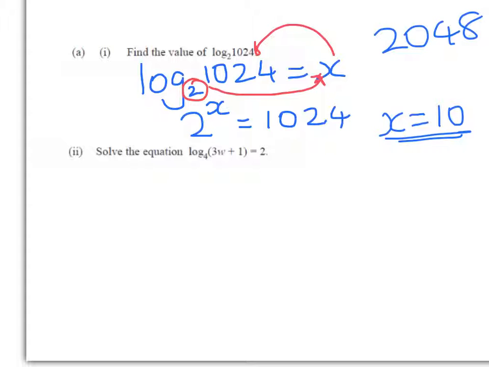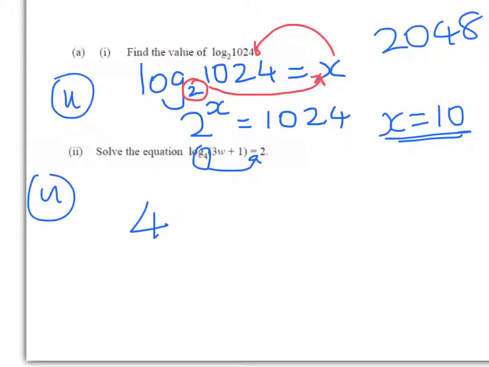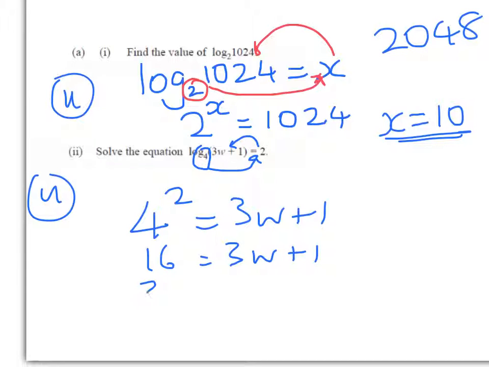Next question, so that's a little achieved question, that first one, and so is this one. So solve the equation log to base 4 of 3w plus 1 equals 2. So again we go 4 to the power of 2 equals 3w plus 1, 16 equals 3w plus 1, 3w is 15, w equals 5. Right, so an achieved tick for this question.